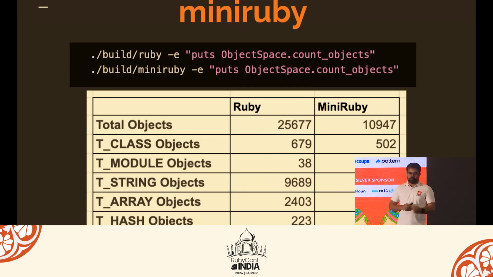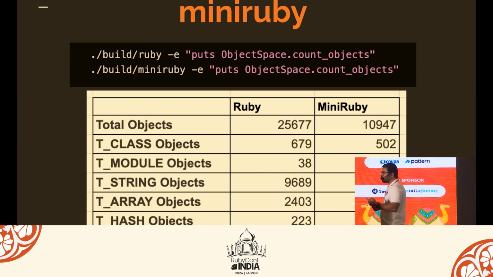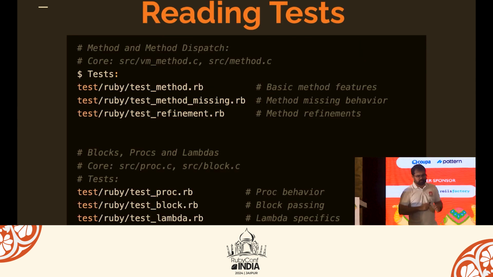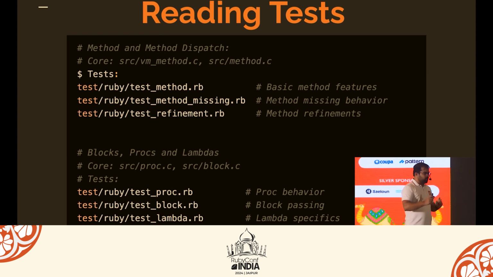So now these are two commands that I ran to get an idea about how many objects get initiated when you start a Ruby versus a mini Ruby program. For example, the total objects, if you are running Ruby, it's 25,677, but with the mini Ruby, it's just 10,000. So if you are trying to get into the Ruby, what I would recommend is start looking into the mini Ruby, try writing some code samples and examples just with the mini Ruby and execute them, and then see how it works. So that is about experimenting with Ruby.